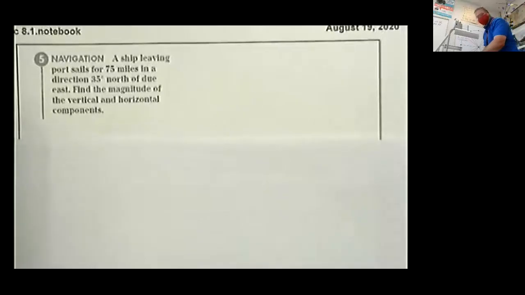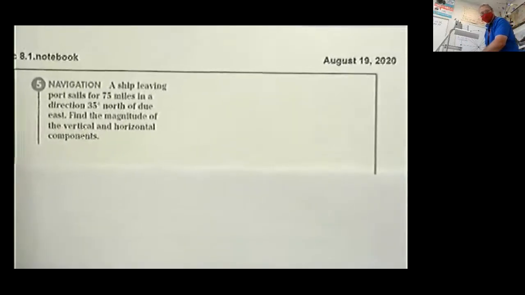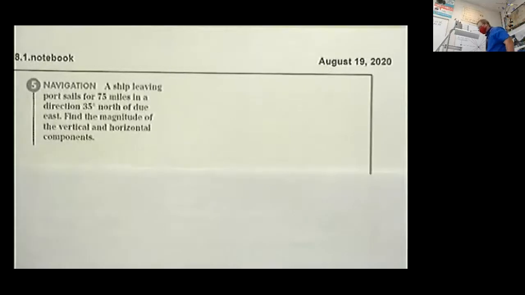And finally, let's look at two applications. These will work kind of like trig problems or kind of like physics problems. We're just going to draw a picture and then do the math.